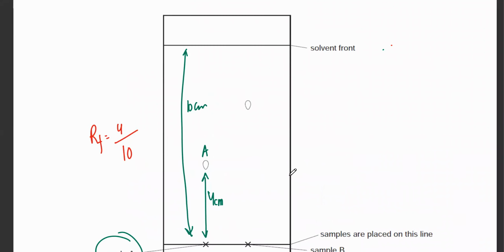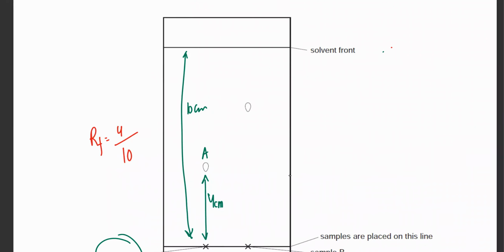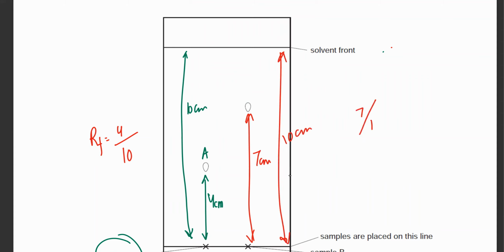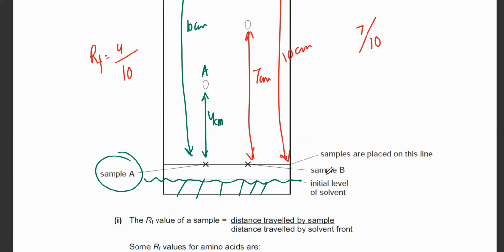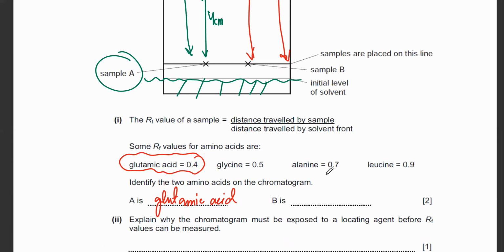Now B, what distance is B traveling? If this is 7 centimeters, then this is the distance traveled by the amino acid. The solvent distance is already stated; I took that as 10 centimeters. So it's going to be 7 divided by 10: the distance traveled by the amino acid or dye divided by the distance traveled by the solvent. That comes out to 0.7. So that would be alanine.